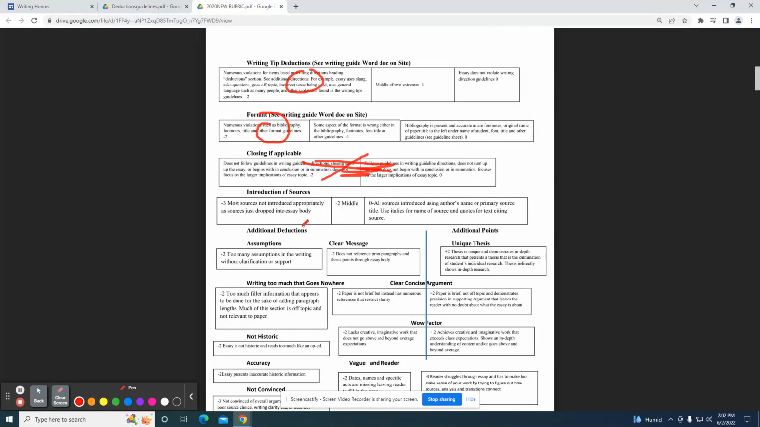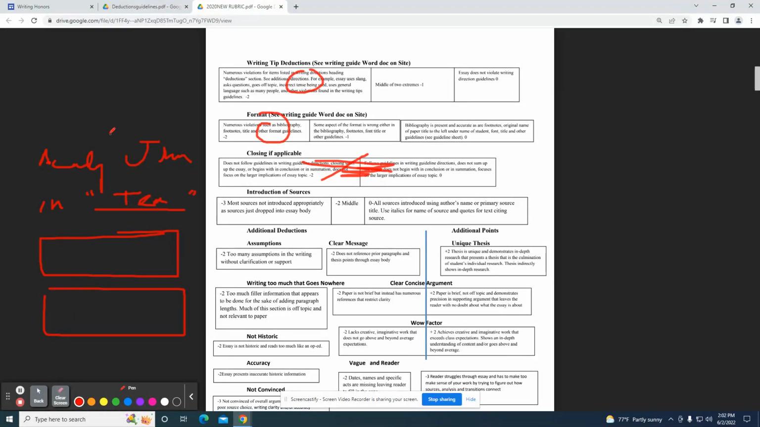Introduction of sources. You need to introduce your sources. If the author is Johnson, you want to say, according to Johnson, in his piece, I don't know the name of his piece, we'll call it T. That's the name of his article, T. I want to see introduction. Then I want to see the section of this work that you're citing, and then I want to see your analysis. When you're introducing your sources, you could use according to, you could say in the article T.